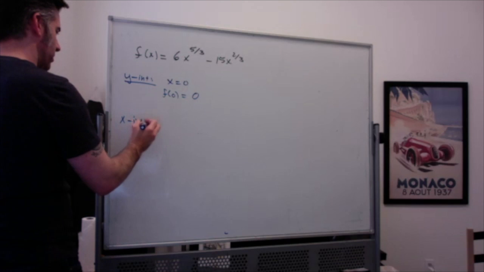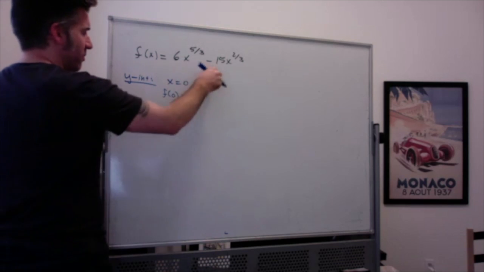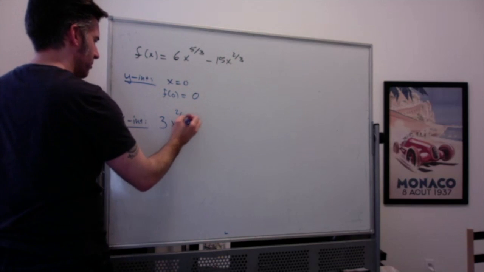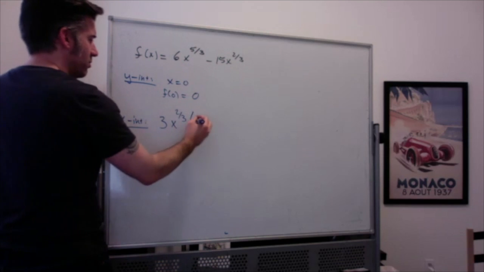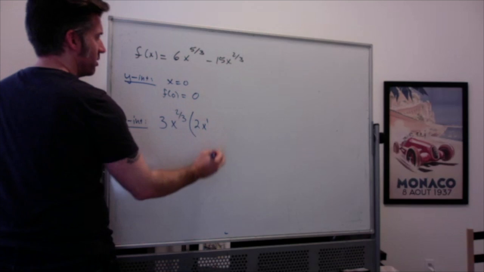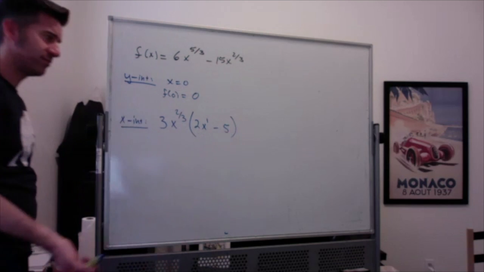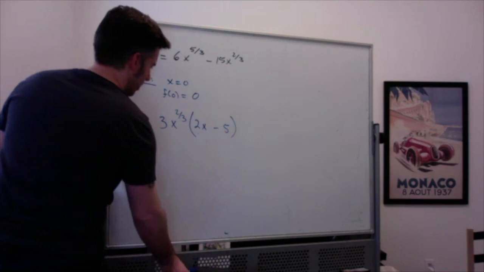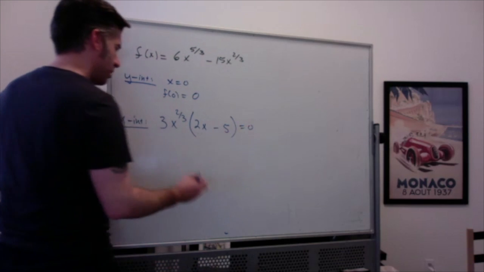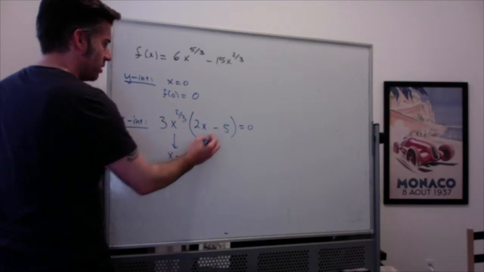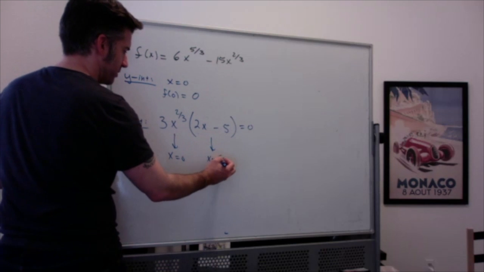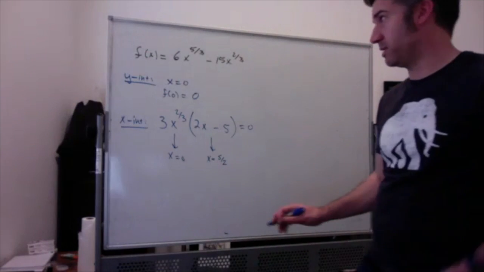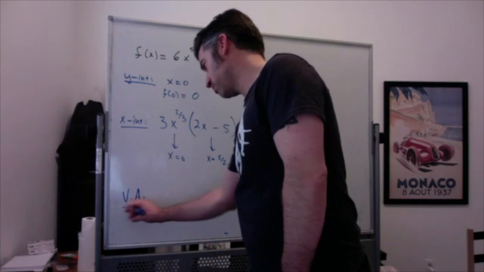X-intercepts, we need to do some factoring. So I can factor out a 3 from each of these, and an x to the 2/3. I'm left with a 2 times an x to the 1st minus a 5. And then if I set that equal to 0, I get x equal to 0. I also get x equal to 5/2. There are no vertical asymptotes because the function's not undefined anywhere.